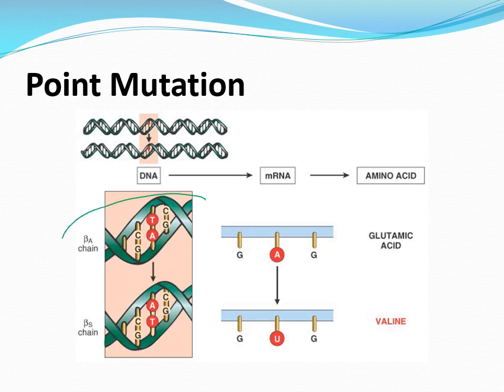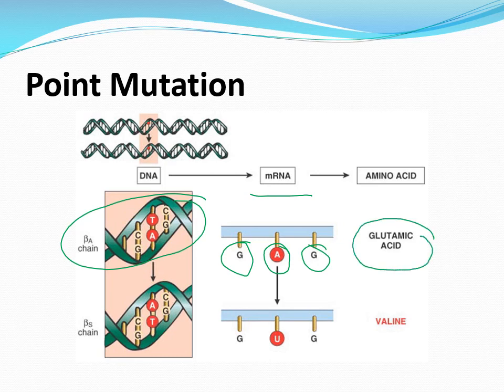Normally, this is the DNA. This is a normal DNA, which will be transcribed into messenger RNA. In messenger RNA, look, we have this sequence: guanine, adenine, guanine. Guanine, adenine, guanine is responsible for coding an amino acid, which is glutamic acid. And this is glutamic acid in position number 6.